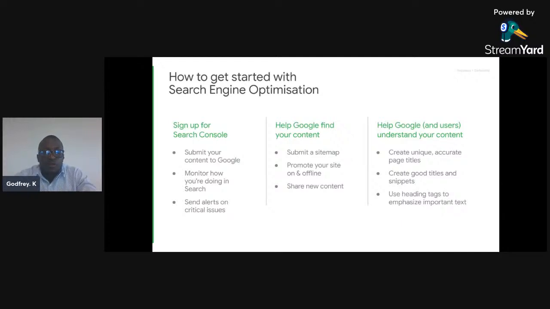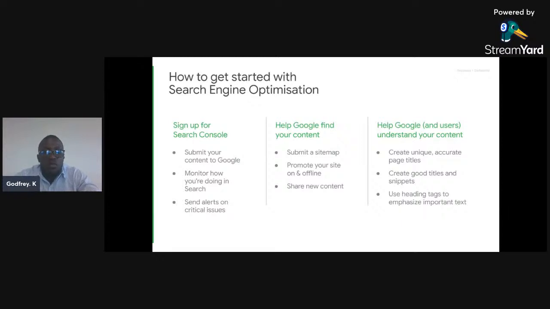Number two, next you should consider submitting a sitemap to help Google understand the structure of your site. This is so that when it comes to being indexed, Google understands how your site links together.